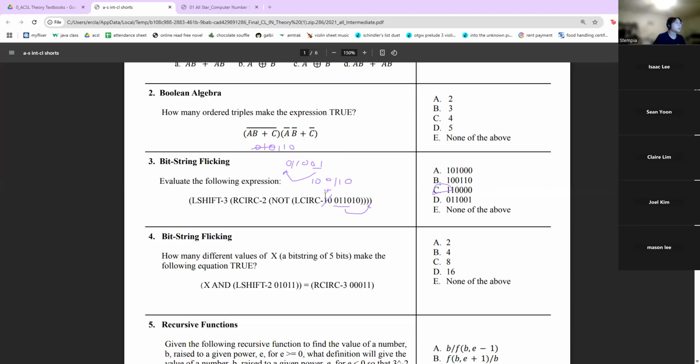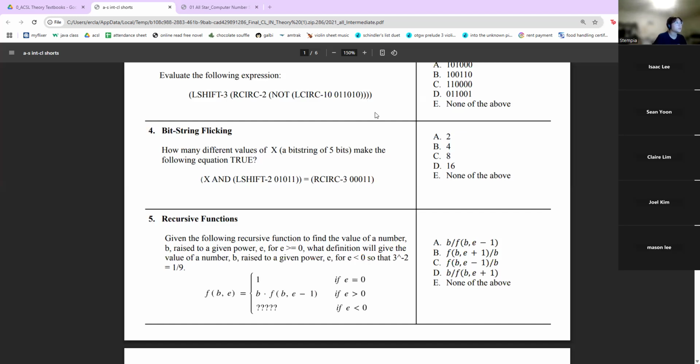Number four, how many different values of x, a bit string of 5 bits, make the following equation true? Let's do everything except for the x part. So L shift 2 of this is going to give us 0, 1, 1, 0, 0, right? We get rid of the leftmost 2 and we add 2 zeros on the right-hand side. RCirc 3 is going to take the rightmost 3 and circle it over to the left. That's going to give us 0, 1, 1, 0, 0.